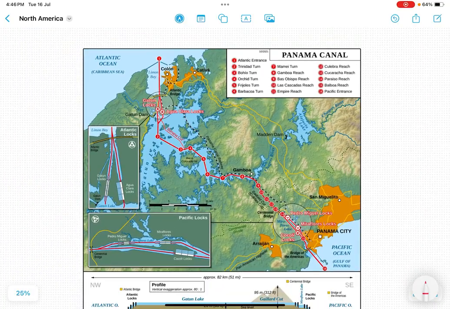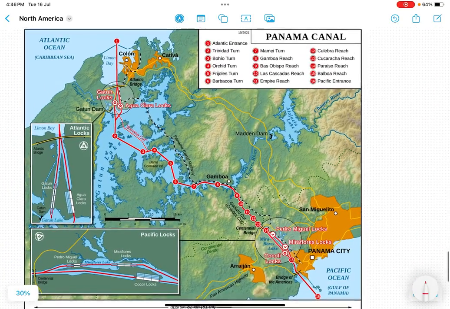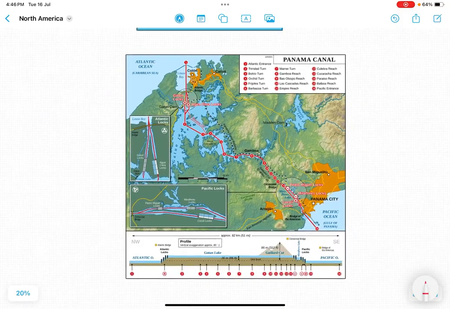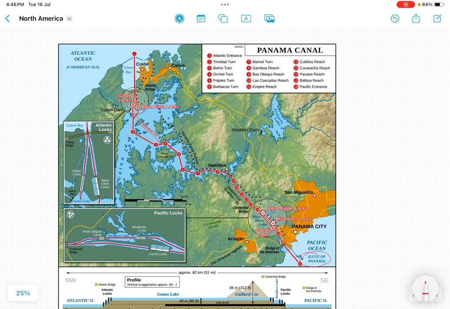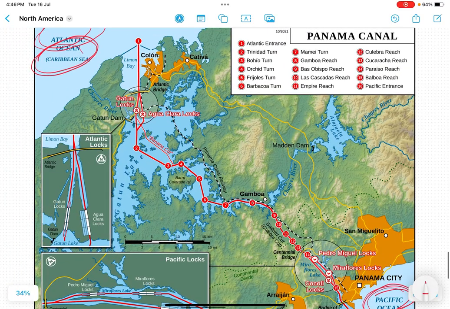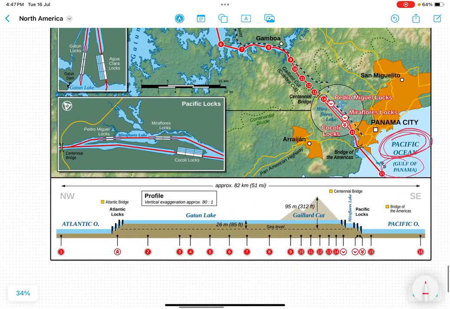As you can see, it connects the Panama Canal. Where is the Panama Canal located? You can see the Gulf of Panama in the Pacific Ocean is connected to the Atlantic Ocean's Caribbean Sea. So you can see there is a locking system. In the Panama Canal there is a locking system, and the locking system works with the height.